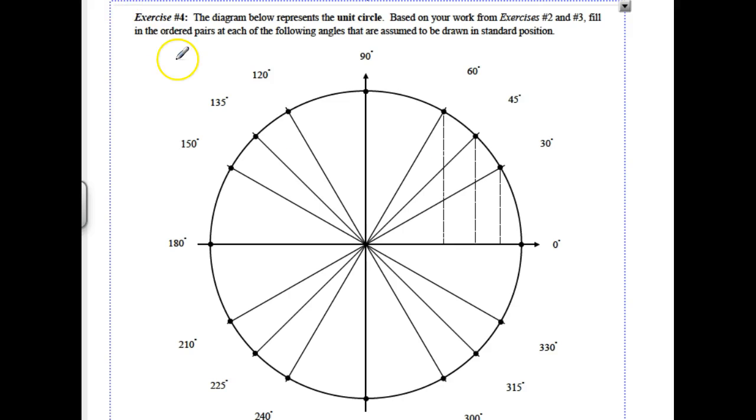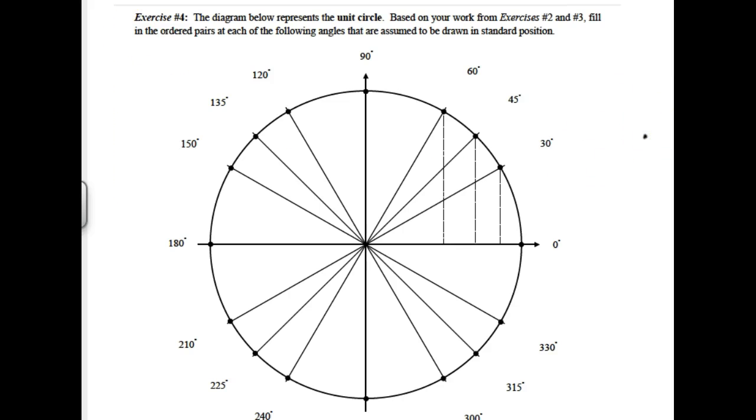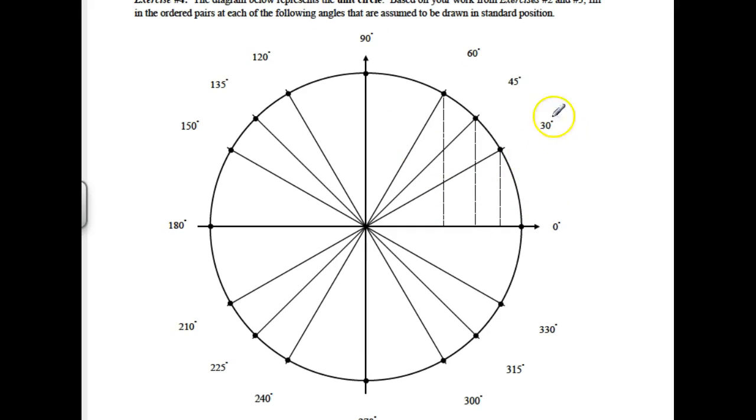Now let's get into what it should look like, this craziness over here. This is what a unit circle looked like. So based on your work from 2 and 3, we got to fill in the ordered pairs. So as you can see, I already wrote the degrees form. So it goes 30, 45, 60, 90, which is the triangle that we just talked about.